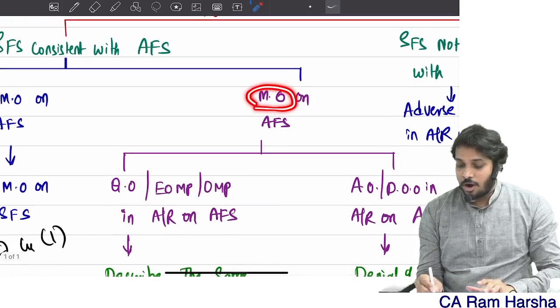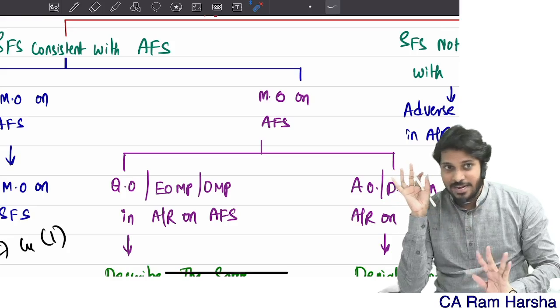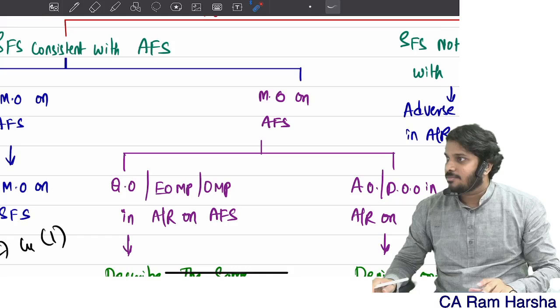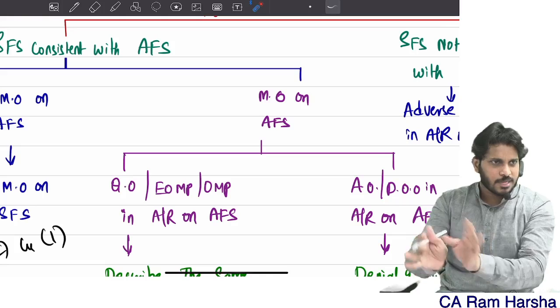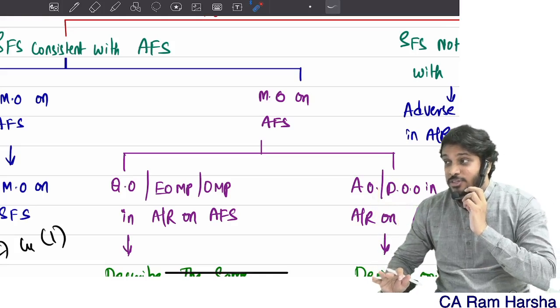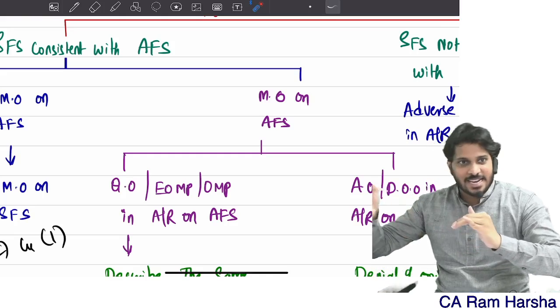Suppose a modified opinion is given on audited financials, like the complete set of financials, where the auditor gave a modified opinion. And the same financial statement summary is prepared. Which opinion will you give? You know, unqualified only. On the summary, you will say that they are consistent only.